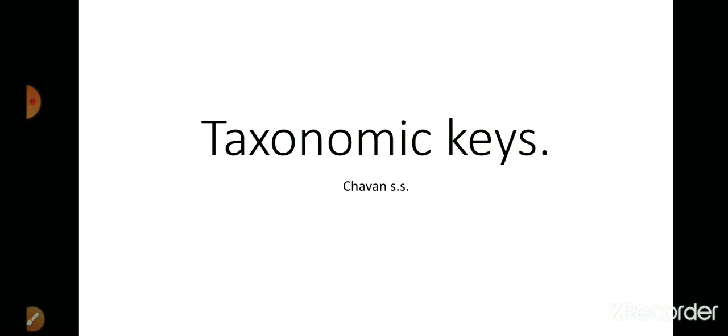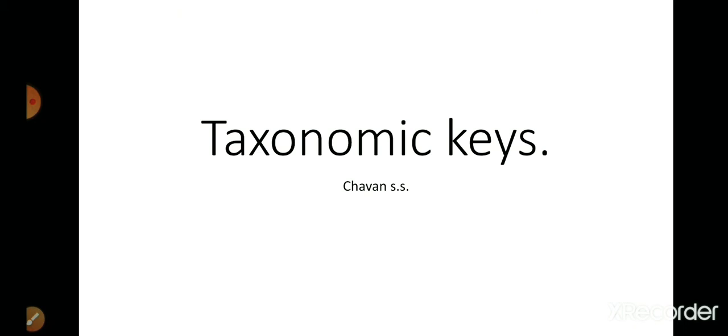All the organisms living on the earth's surface are not yet identified. Some are unknown or extinct. If we find these unknown and extinct organisms, how can we identify whether they are multicellular or unicellular, and what group they actually belong to? For that we use a tool, that is the taxonomic key.